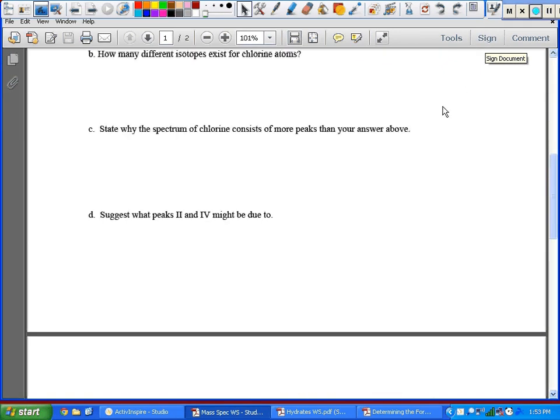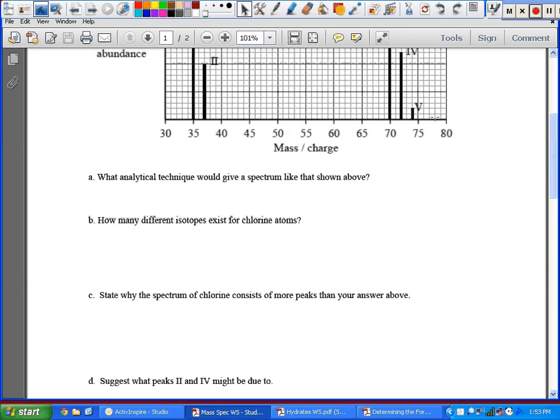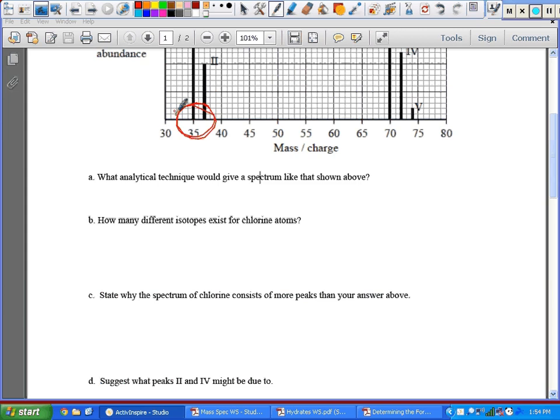Okay. State why the spectrum of chlorine consists of more peaks than your answer above. Do you agree that in B we got two? We have two, the only two isotopes, because the question is how many different isotopes? The isotopes were 35 and 37. So we've already established that these are our 35 and 37 peaks. So how in the world did these three show up? This is a chlorine atom. Chlorine can exist as a diatomic, and so it's a different combination of the isotopes to form a diatomic molecule.